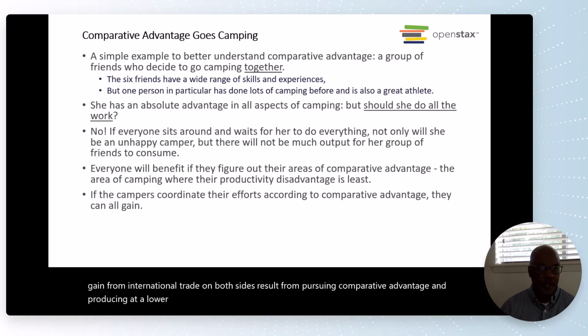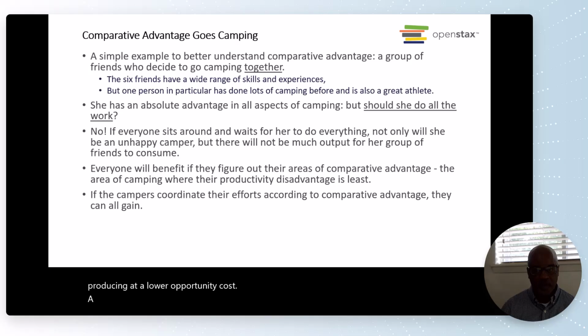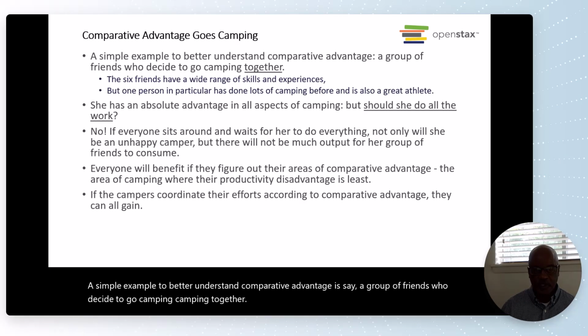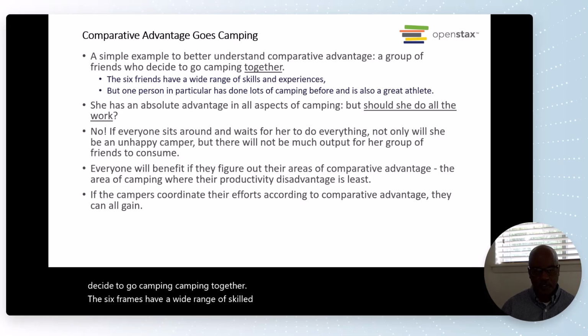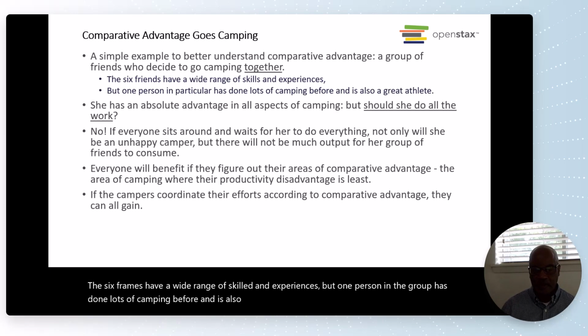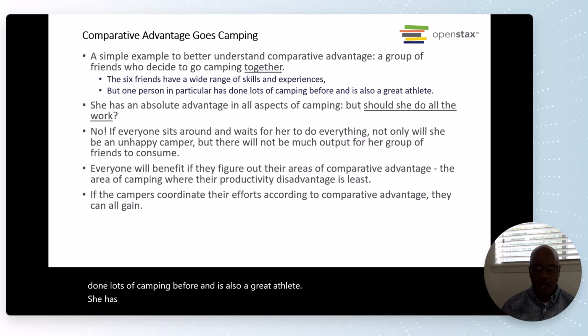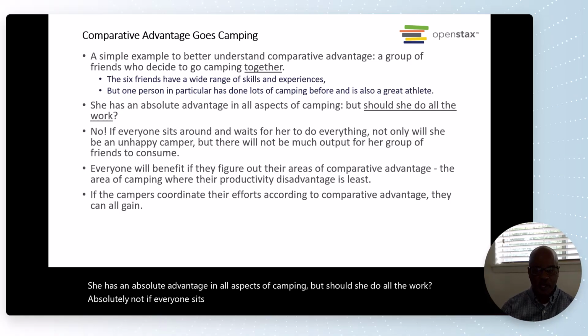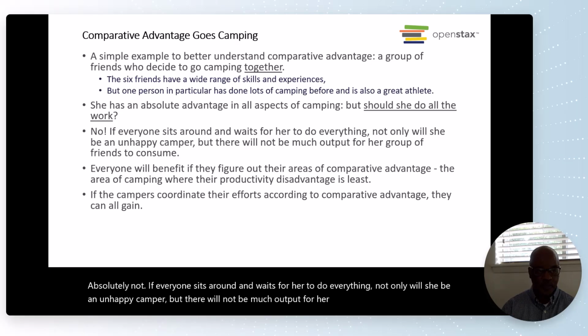cost. A simple example to better understand comparative advantage is, say, a group of friends who decide to go camping together. The six friends have a wide range of skill and experiences, but one person in the group has done lots of camping before and is also a great athlete. She has an absolute advantage in all aspects of camping, but should she do all the work? Absolutely not. If everyone sits around and waits for her to do everything, not only will she be an unhappy camper, but there will not be much output for her group of friends to consume.